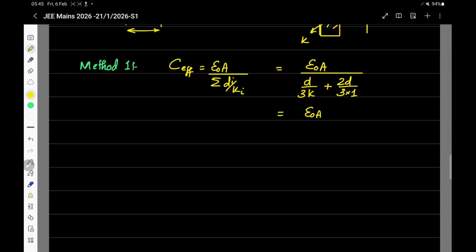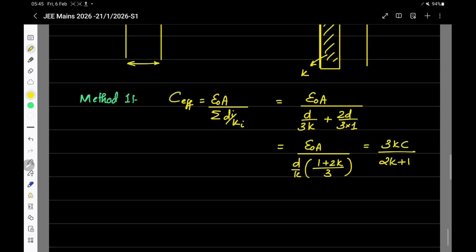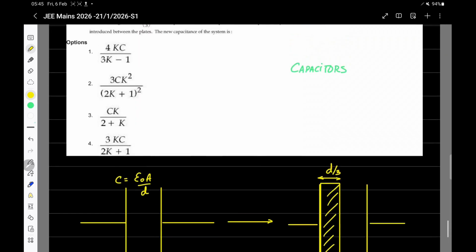So epsilon naught A divided by, if we take the LCM below, we can take D by K common. We will be having just 1 plus 2K divided by 3. Now here epsilon naught A by D can be replaced by the initial capacitance C. So this will become 3KC divided by 2K plus 1, which clearly is option 4.